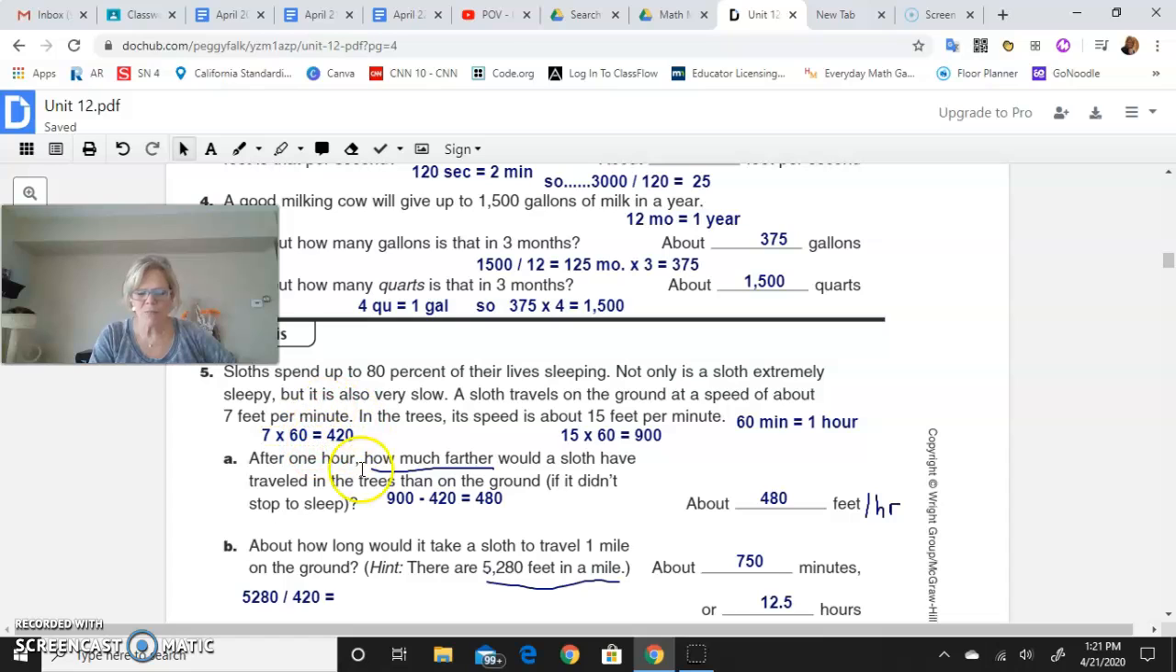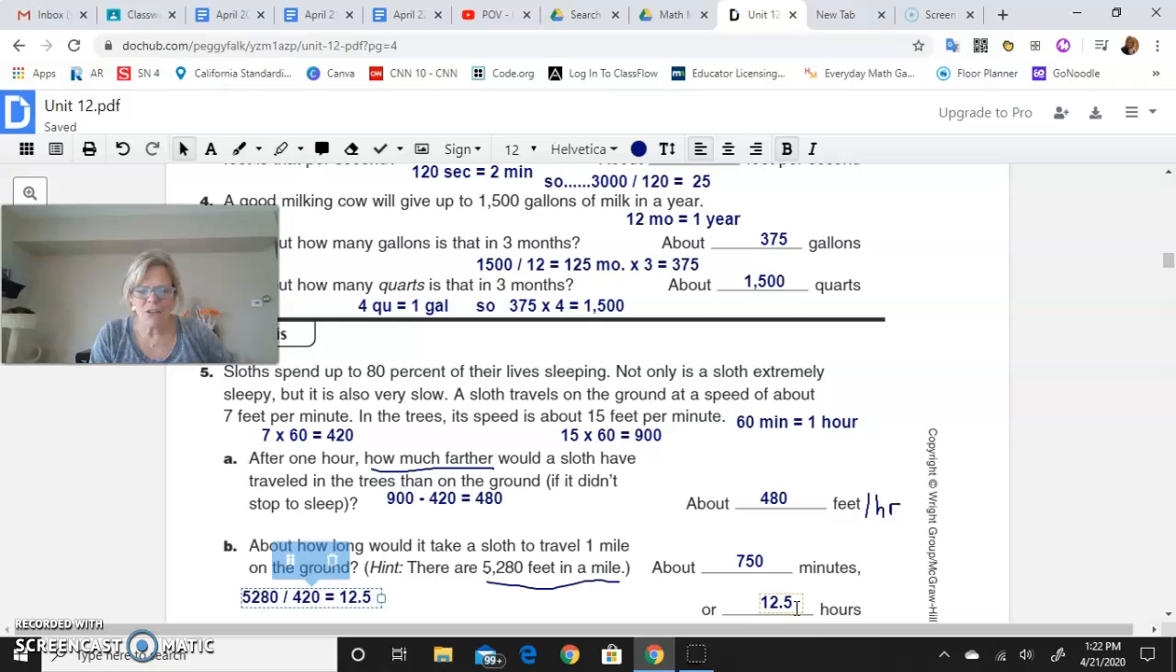So I do need this, how many feet per minute. Okay, so 5,280 divided by 7 feet. Okay, so I got 12 and a half hours. So it would take the sloth 12 and a half hours. Now I rounded this because it said about, it was like 12.57 something. I did use a calculator, which is fine. You guys can use a calculator.